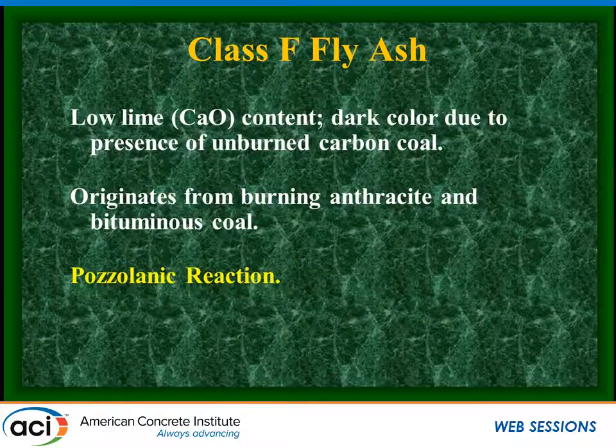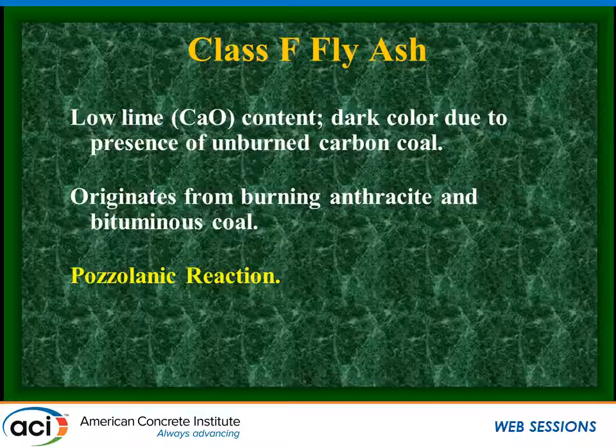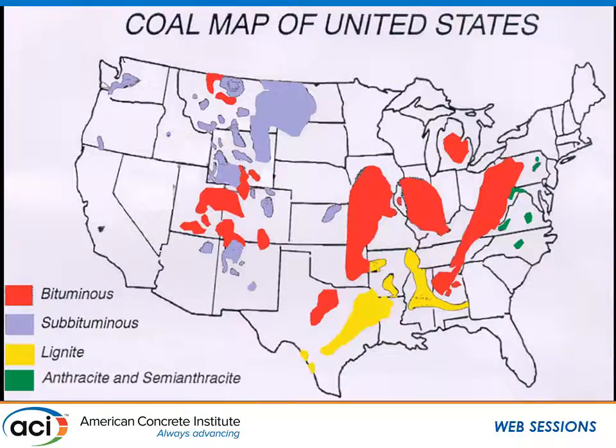The Class F ash, on the other hand, is going to have a lower calcium oxide or lime content, will be darker in color, the reverse. It's got more of that unburnt carbon left in it, and it'll have more iron in it. And this comes from the anthracite and bituminous coals as opposed to the subbituminous and lignite coals that give us the C ash. And the various types of coals are located around the country. So where the coal comes from is going to determine what class of ash you have available. Typically, what's in the eastern third of the country will be the Class F ashes. Typically, what's in the western two-thirds of the country will be the C ashes.